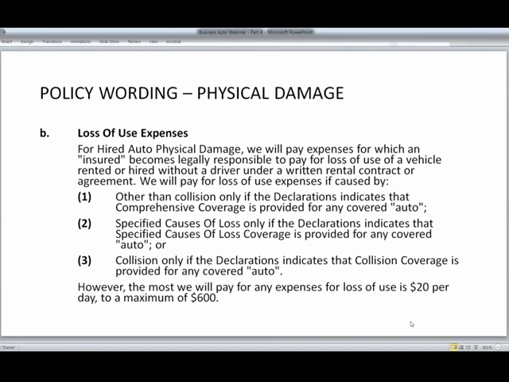So, loss of use expense. You can have hired auto physical damage. We will pay expenses for which an insured becomes legally obligated to pay for loss of use of the vehicle. This is to the rental companies, where when you rent the vehicle, we pay for the damage of the vehicle if you have hired car physical damage, and this pays to the rental company for the loss of the rental company's use of that vehicle. Again, very limited, $20 a day and a maximum of $600.